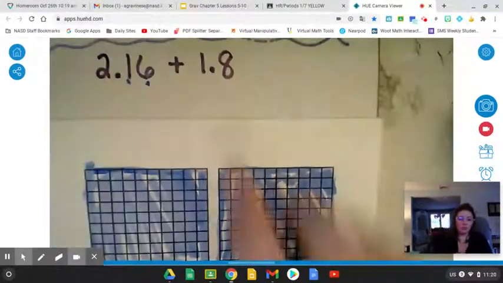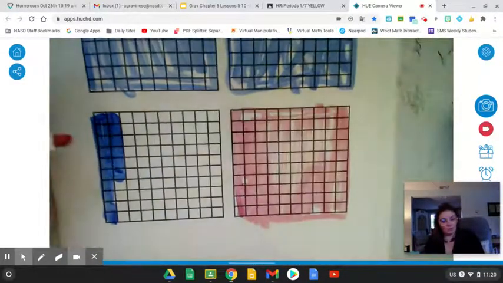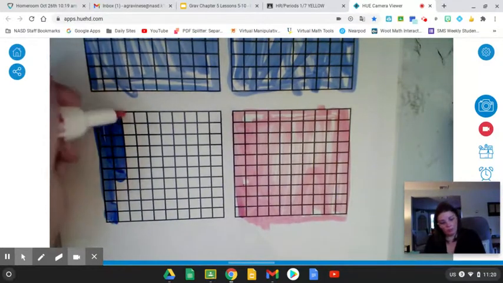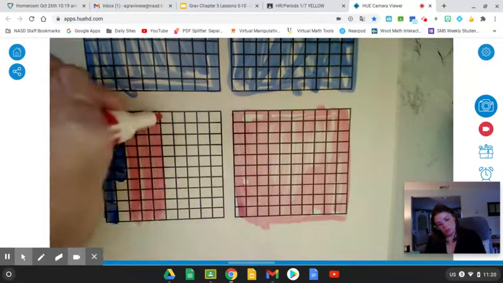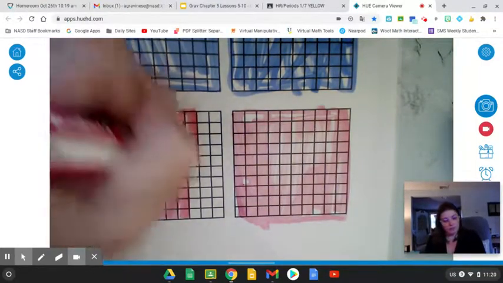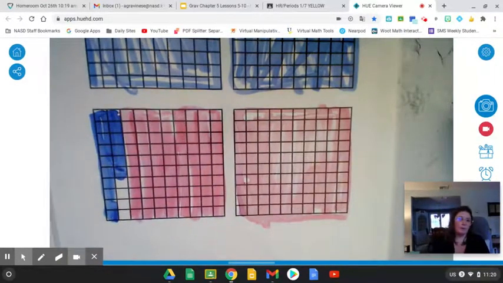And then what else do I need? 8/10. That would be the rods. So I'm going to leave these little hundredths open, and I'm going to go to a full tenth. 1, 2, 3, 4, 5, 6, 7, 8.